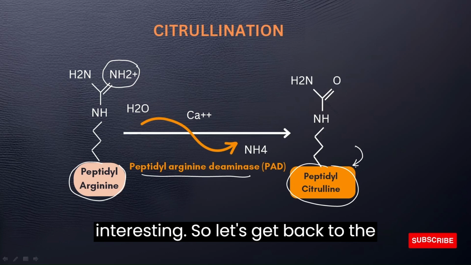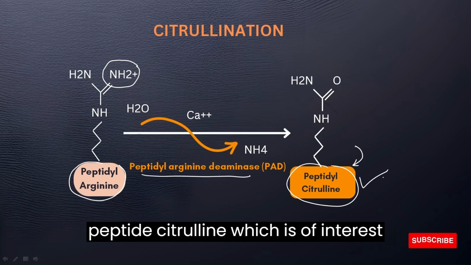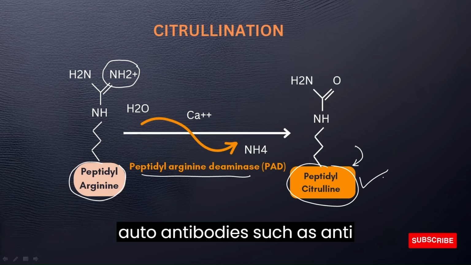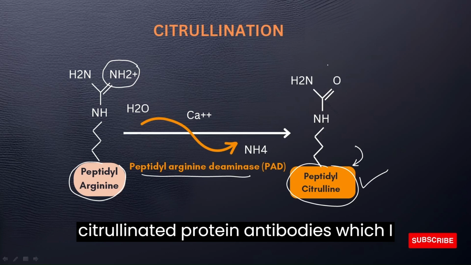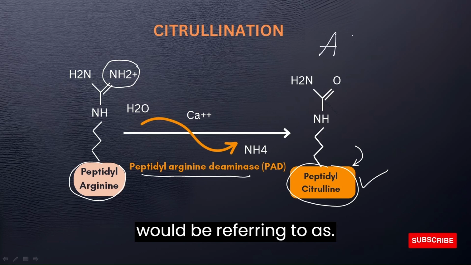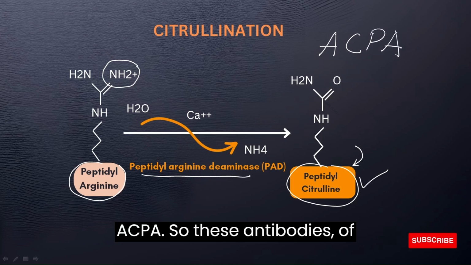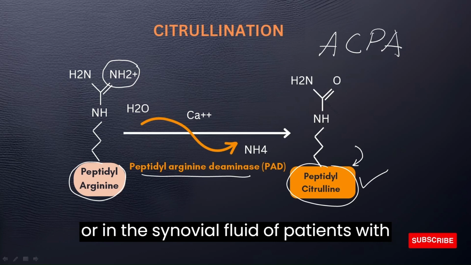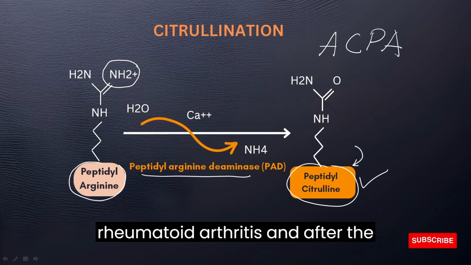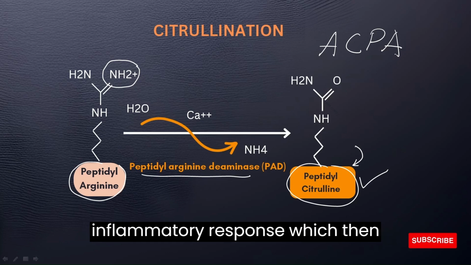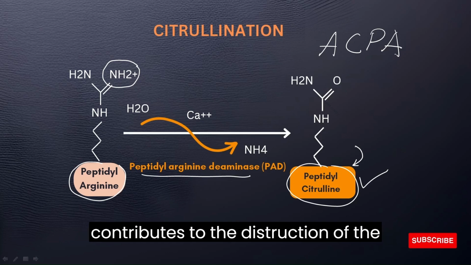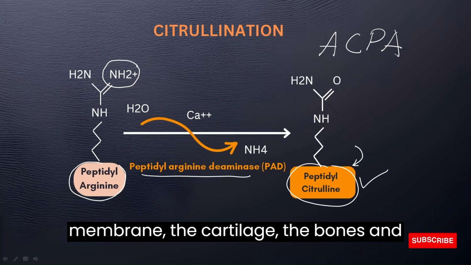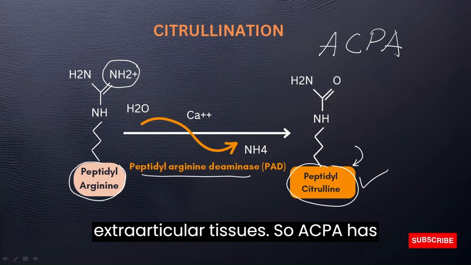This sounds interesting. So let's get back to the peptide citrulline, which is of interest to us. That is then recognized by autoantibodies, such as anti-citrullinated protein antibodies, which I will be referring to as ACPA. So these antibodies will be present in the serum or in the synovial fluid of patients with rheumatoid arthritis. And after the autoimmune response, there is a subsequent inflammatory response, which then contributes to the destruction of the joint structures such as the synovial membrane, the cartilage, the bones, and the surrounding tissues, or even the extra-articular tissues.